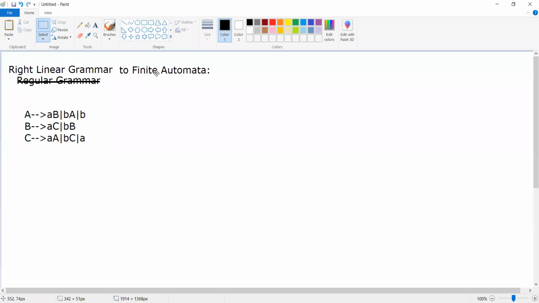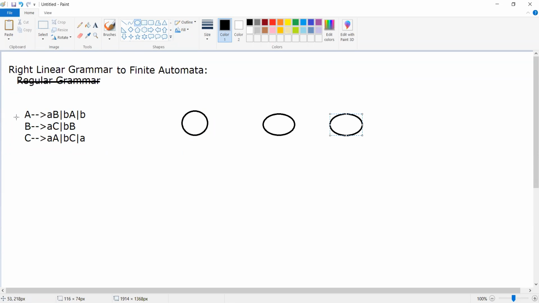This is what we are actually doing now. The idea is very simple. Whatever we did for the previous conversion, we are going to follow the same. Here, whatever variables are there, like capital A, capital B, and capital C, all these variables are going to act like states.